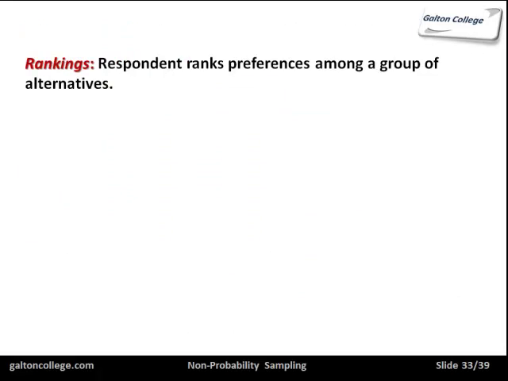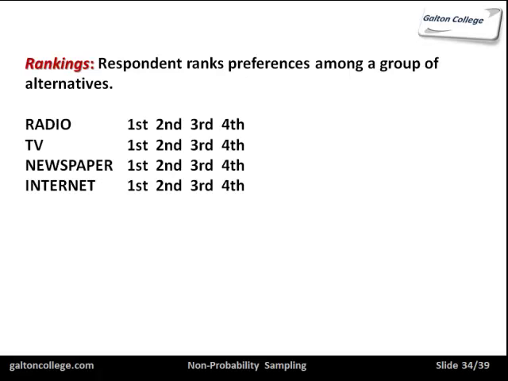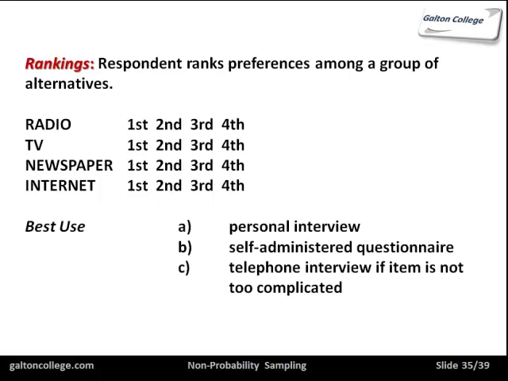Rankings. The respondent ranks preferences amongst a group of alternatives. So what's the preference here? Which do you prefer? Radio, television, newspaper, the internet? And you say, well, I prefer the radio. So that's the first. Television, second. Internet, third. Newspaper, fourth, or whatever. Newspaper first, television second, whatever. So you just simply circle the one that they say first. First preference, second preference, and so on. In a personal interview, it's useful there, and it's useful for self-administered questionnaires and for telephone work as well.